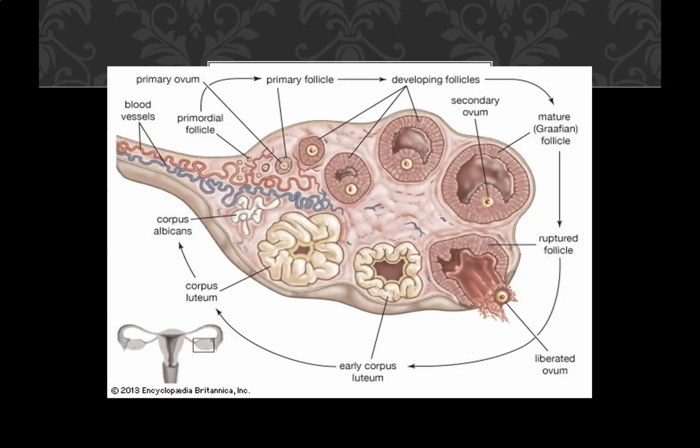Here again is a more detailed ovary, but there's your primary follicle, there's ovulation, there's your corpus luteum. And I just wanted to give you a bunch of different versions of the same thing so you can see what's going on.